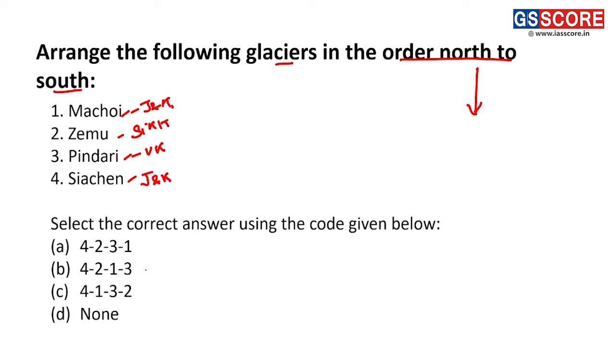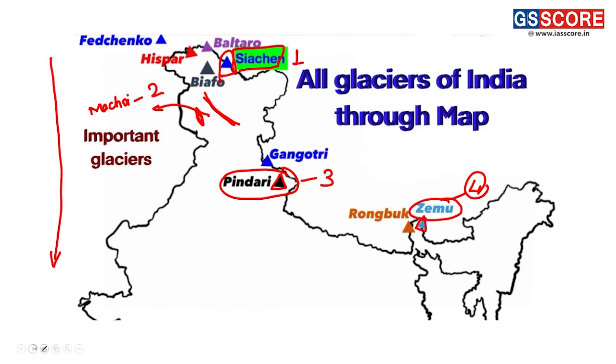So here we can see the order for this question: Siachen will be at the northernmost position, Machoi will be below it, then Pindari Glacier, and then the Zemu Glacier. This is the order for these glaciers. So option C, that is 4132, is the correct answer here. Now moving towards the next question.